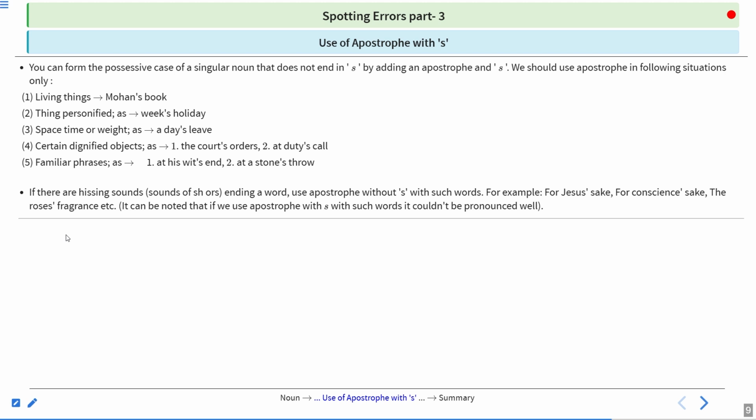If there are hissing sounds of s ending a word, use apostrophe without s with such words. For example, for Jesus' sake, for conscience' sake, for roses' fragrance, etc. It can be noted that if we use apostrophe with s with such words, it couldn't be pronounced well.